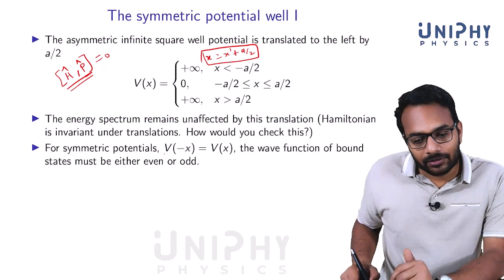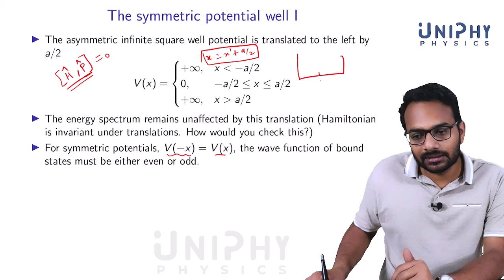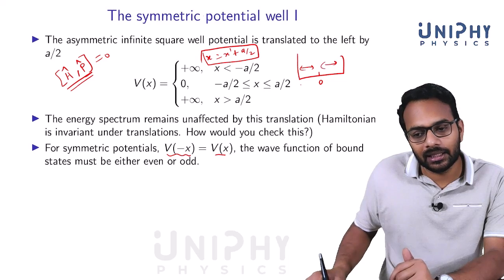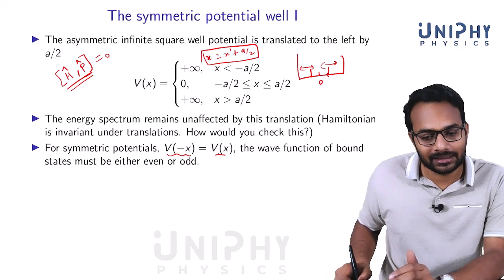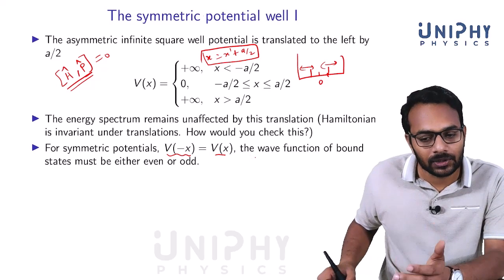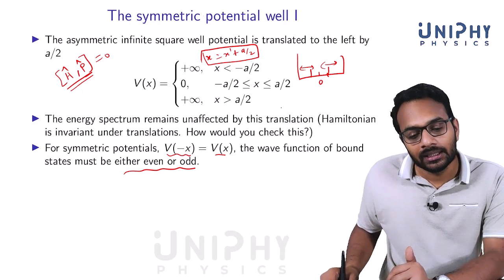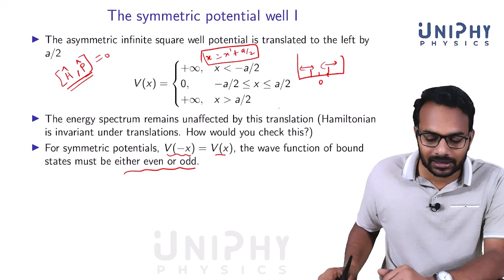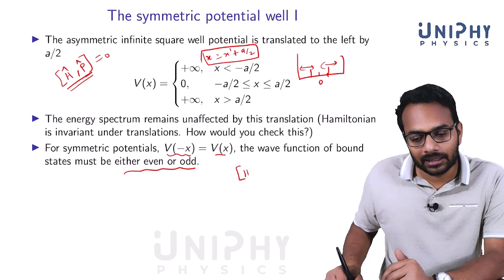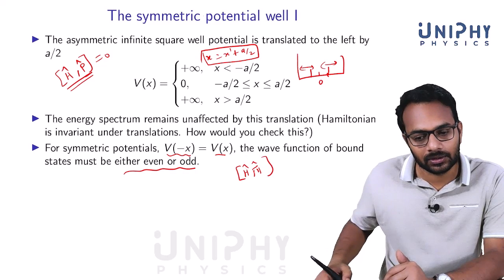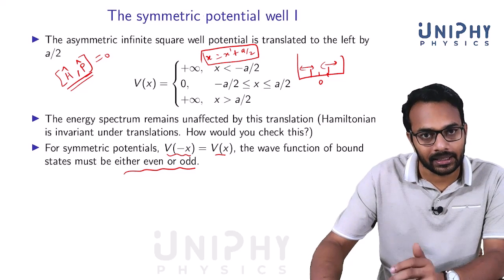Now, an important thing is that for symmetric potentials, V of minus x is equal to V of x. So if you have this thing here and it's 0 here, the potential here and here are the same. The potential at 1 is the same as the potential at minus 1. In this case, it can be shown that the wave function of bound states must be either even or odd. This means that the energy eigenfunctions are also parity eigenfunctions, or we can say that the Hamiltonian will commute with the parity operator. So these are either even or odd.